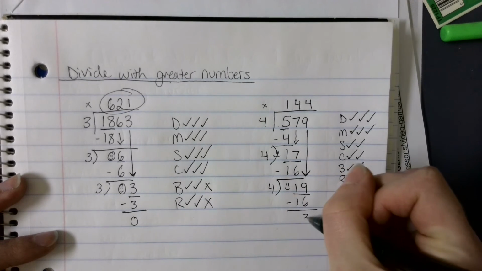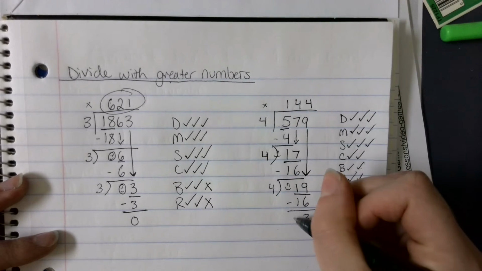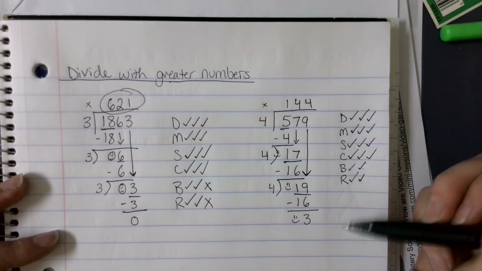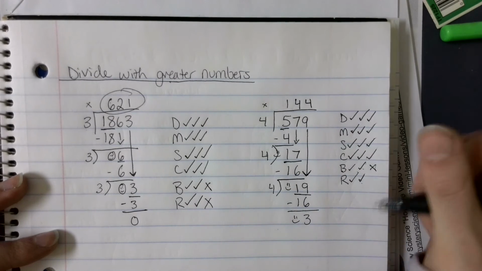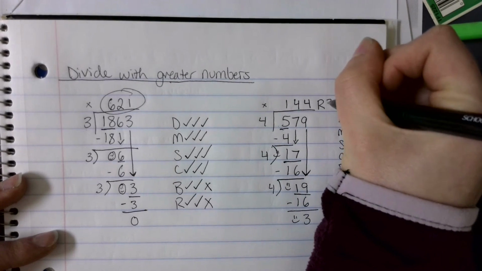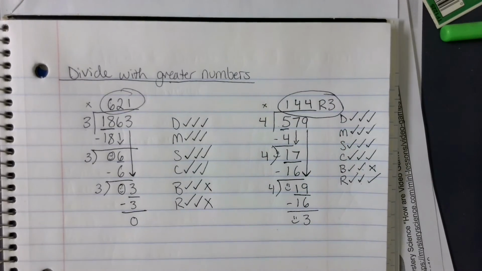Subtract 19 minus 16 is 3. Check. Is 3 less than 4? Yes. Anything to bring down? Nope. So do I have a remainder? Yes. It is remainder of 3. So our final answer is 144, remainder 3.